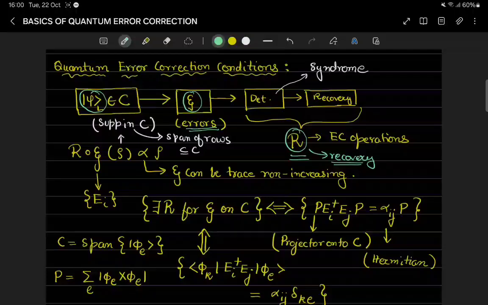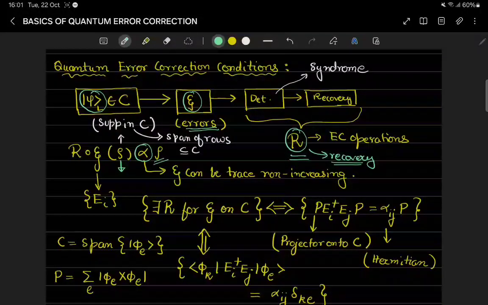So based on this, what we can say is that if my state is in the code space, or it has support in the code space, so here what is support? Support is nothing but the span of the rows. It forms a subspace of the code space. So this is important. And if my state has support in the code space, then if there is some error and then there is some recovery, what I would want is basically I get back my original state.